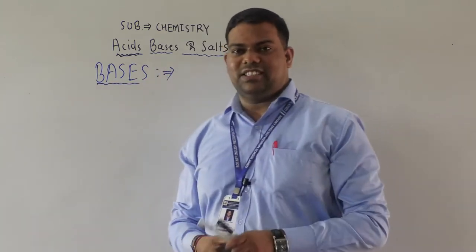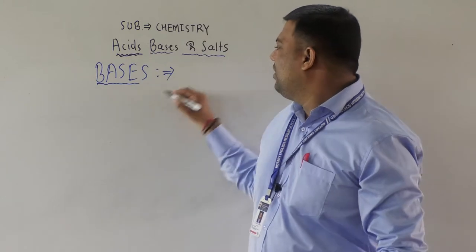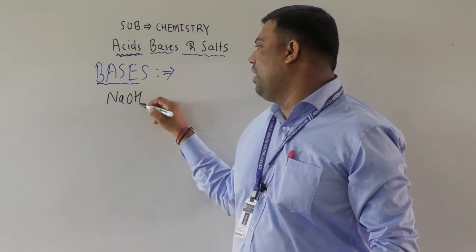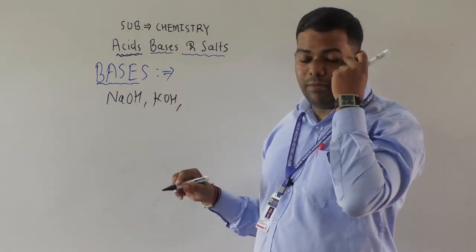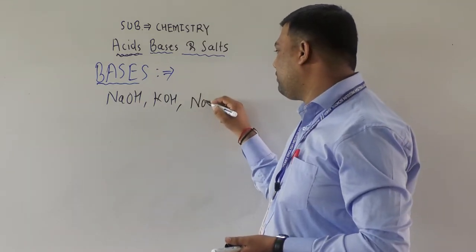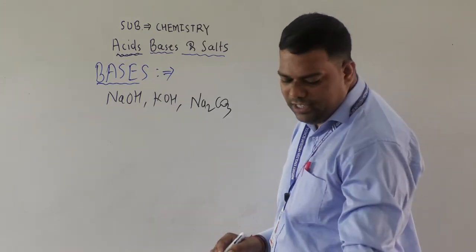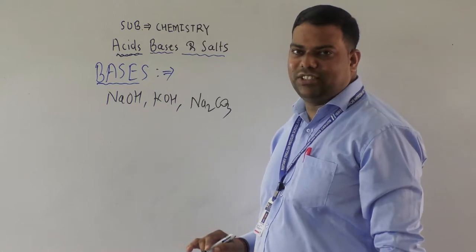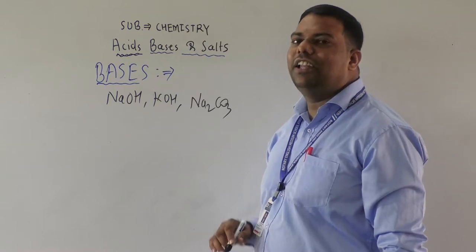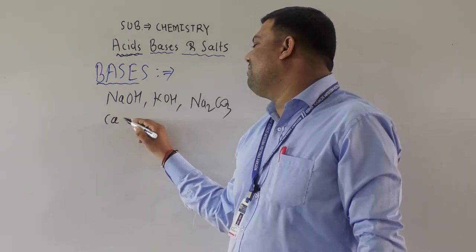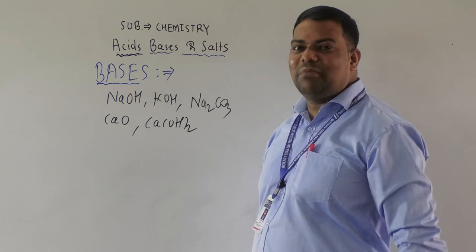As you know, here I'm sharing some examples of bases. Say caustic soda, NaOH, then caustic potash, then sodium carbonate, Na2CO3. These are examples of your bases. This Na2CO3 we can call washing soda. Then quick lime, and then slaked lime, Ca(OH)2. So these are examples of bases.